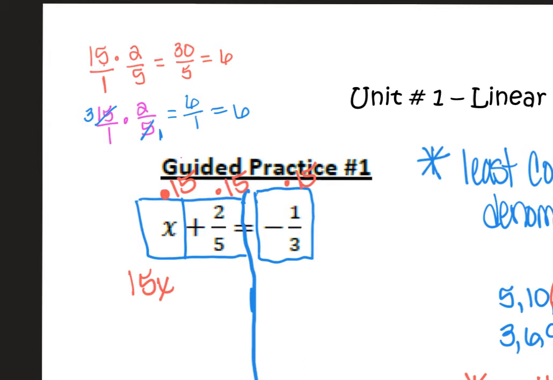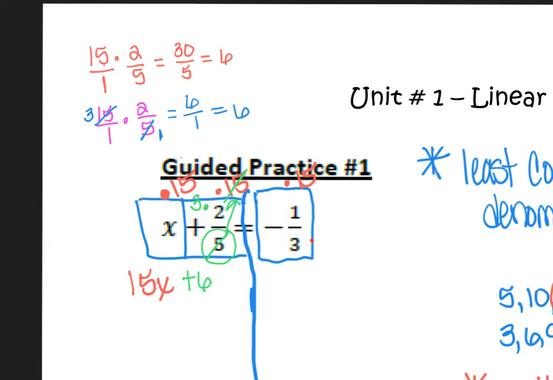How many 5s go into 15? And you're going to say, oh, it's 3. So we're going to mark this out, and we're going to mark this out, and now we're going to be multiplying by 3. So 3 times 2 is 6.